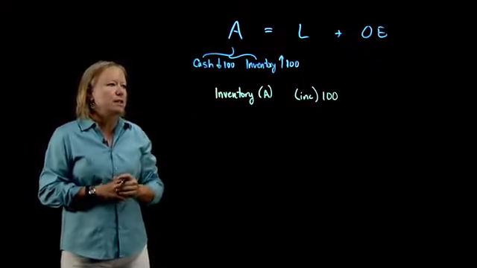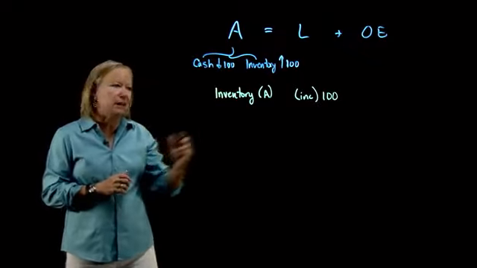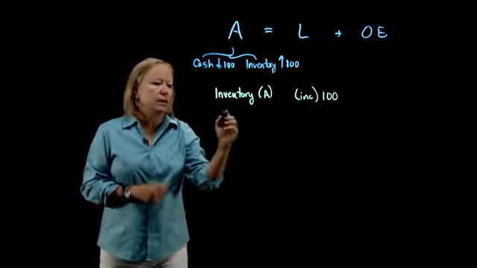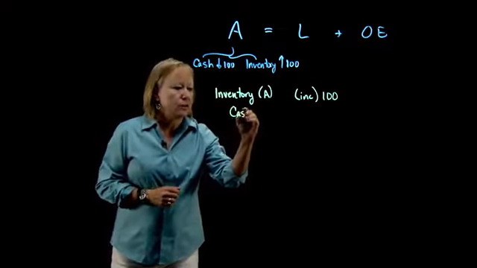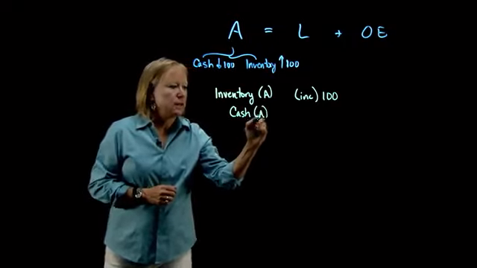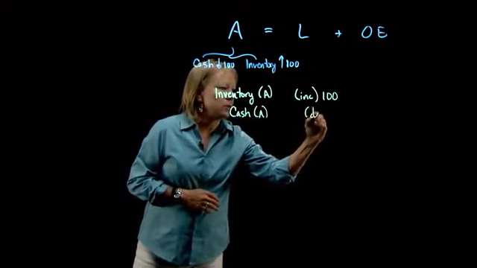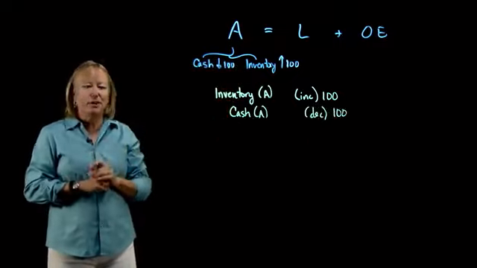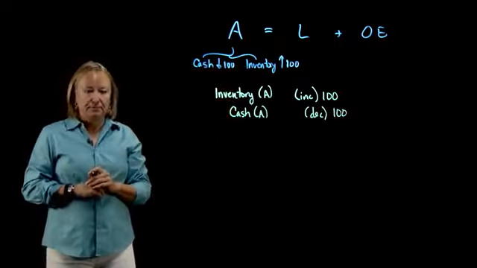Now we can move to the right side of the entry and indent it slightly under the left side. Cash, an asset account, is decreasing. That's a right side or a credit entry. Cash, asset account, decreasing by 100. Very simple. That's all we have to do to write our journal entry.